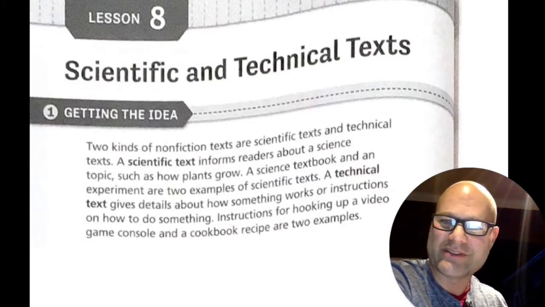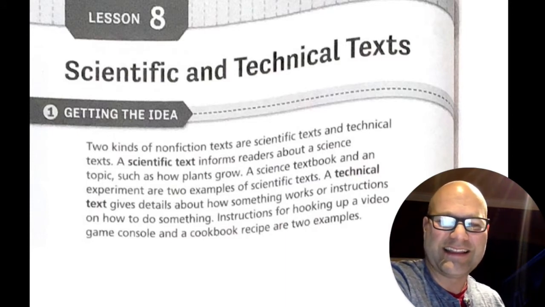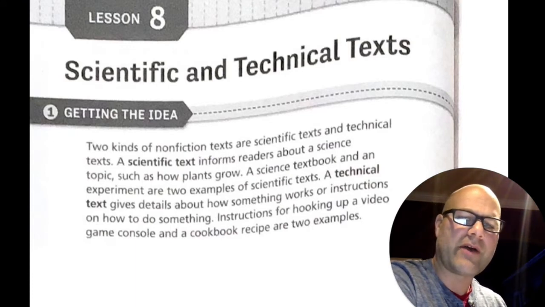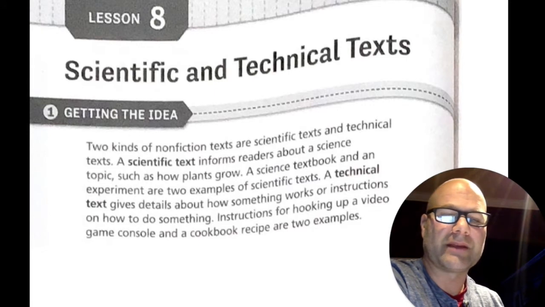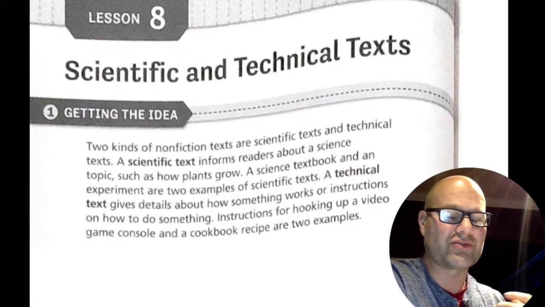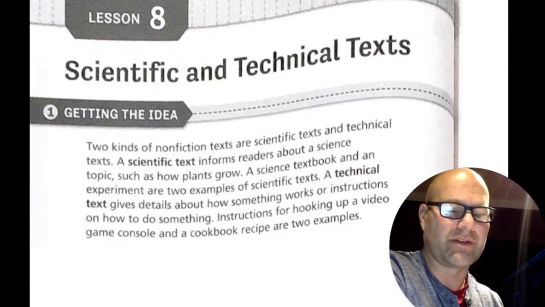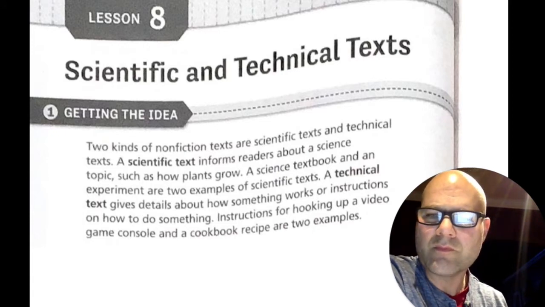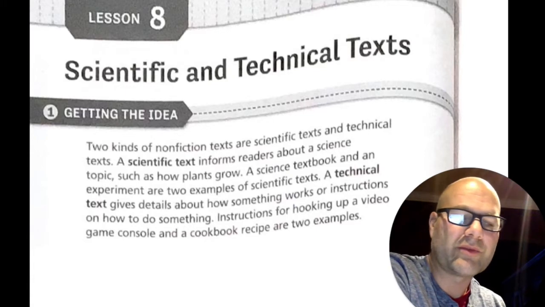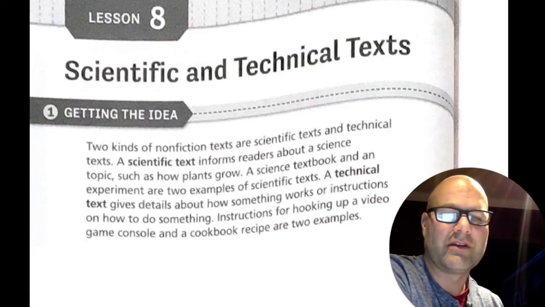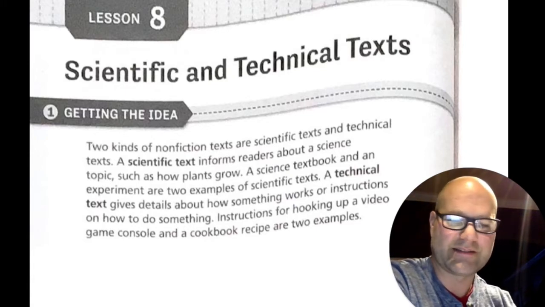There are also technical texts, and these give details about how something works or instructions on how to do something. I would call those instructional texts, where they're giving directions. Instructions for hooking up a video game console and a cookbook recipe are two examples of technical texts.